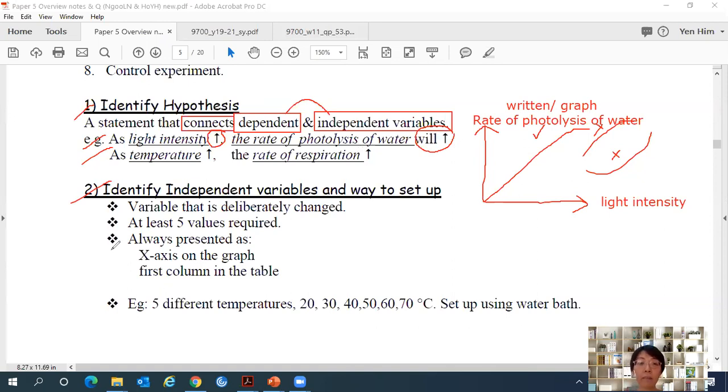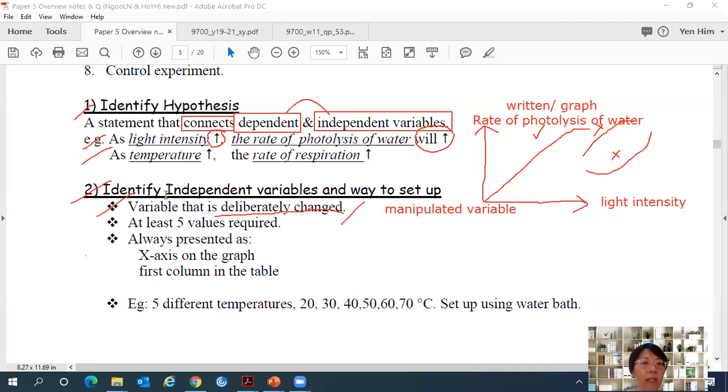Okay, number 2. Step number 2 in planning an experiment, you need to identify independent variables, and then how to set it up, very important. Your independent variable is a variable that you deliberately change, or another word for it, manipulated variable. You change the temperature, you change the enzyme concentration, you change the light intensity. All these things that you purposely change in an experiment are called the independent variable.